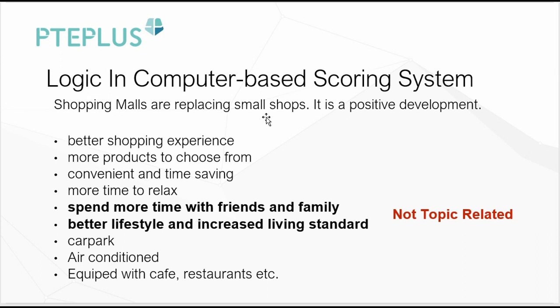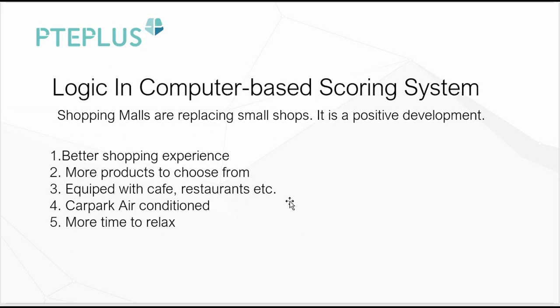So remember, we always want to pick the dot points that are going to be most relevant towards a question. So in this particular case, we've picked 5 different points that we want to talk about. Better shopping experience, more products to choose from, equipped with cafe, restaurants, car park, air condition, and more time to relax. So these dot points, because they're more related towards shopping malls, they're going to get us a much better mark. And you might be wondering to yourself, well, how does the PTE system determine what's more related and what's not? So the PTE system obviously has a set of its own internal answers, and it's graded different sort of dot points into most relevant, least relevant, and not relevant at all.